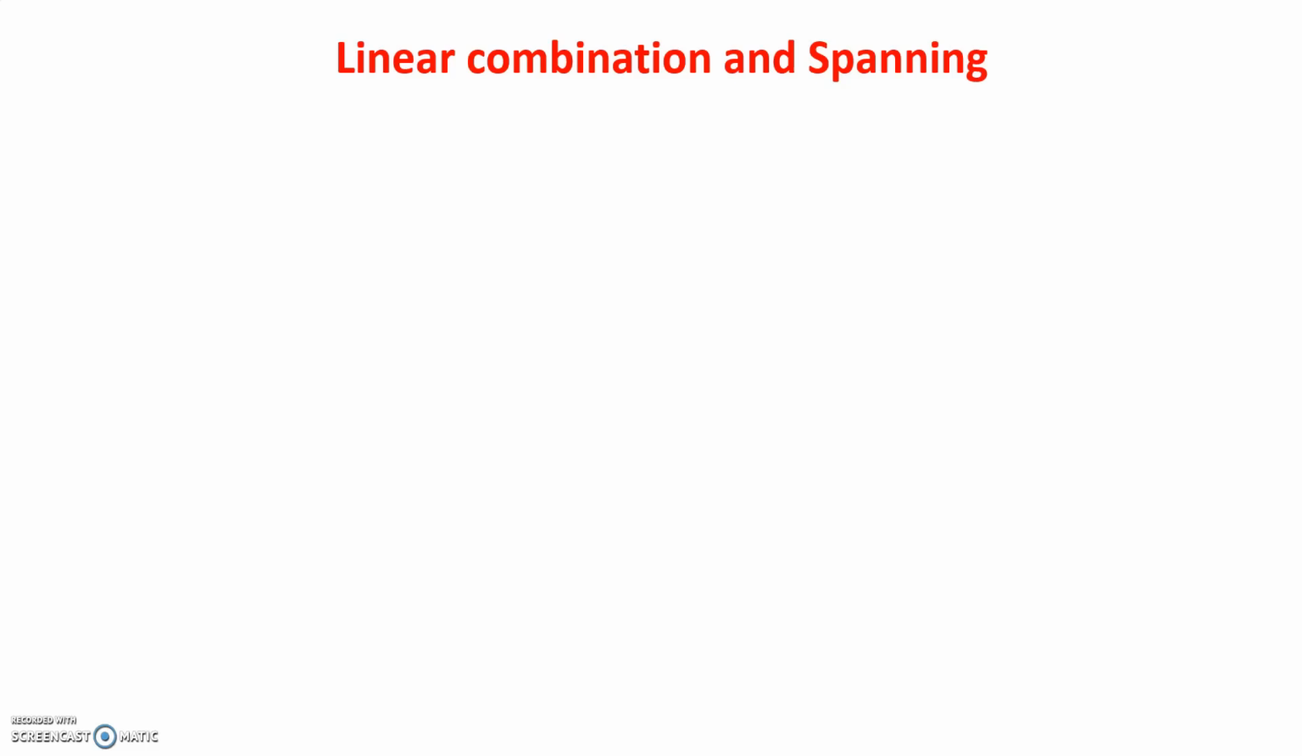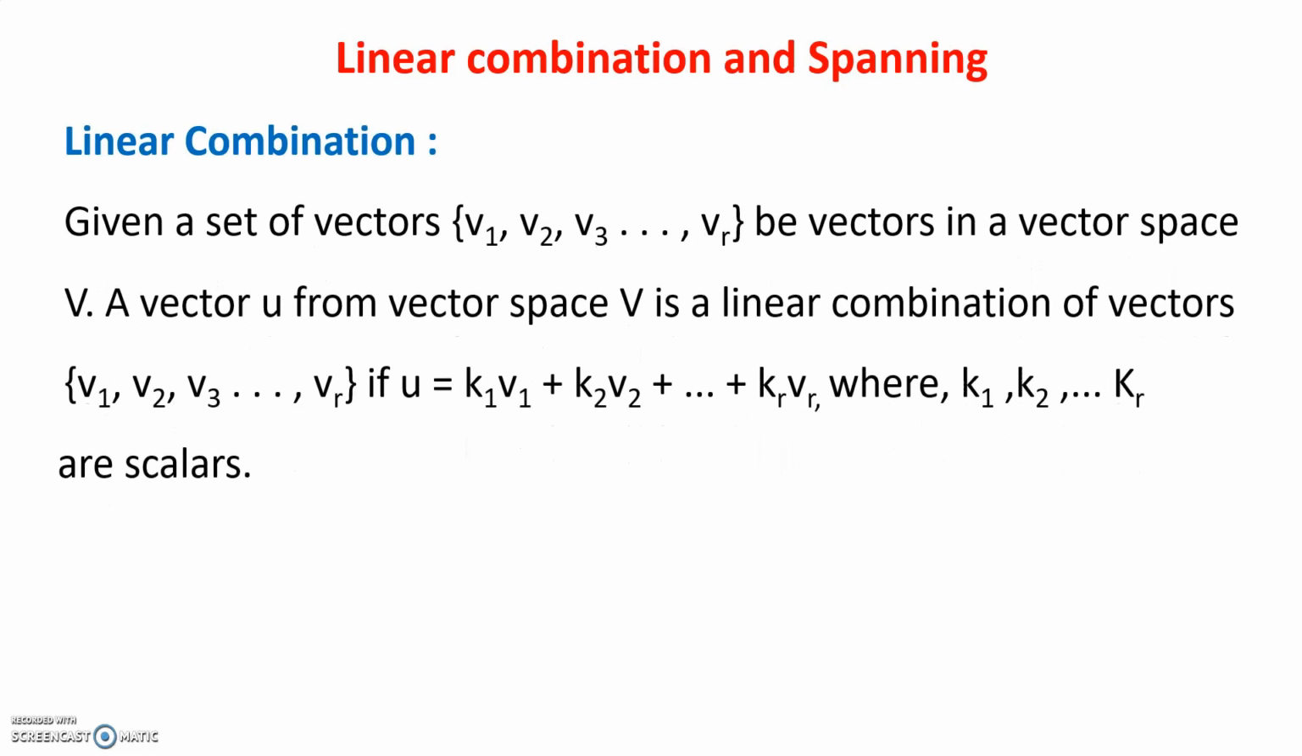Here we will see the topic linear combination and spanning. What is meant by linear combination? Given a set of vectors v1, v2 up to vr in a vector space V, a vector u from vector space V is a linear combination of vectors v1, v2 up to vr if u is equal to k1 v1 plus k2 v2 plus k3 v3 up to kr vr, where k1, k2 up to kr are scalars.